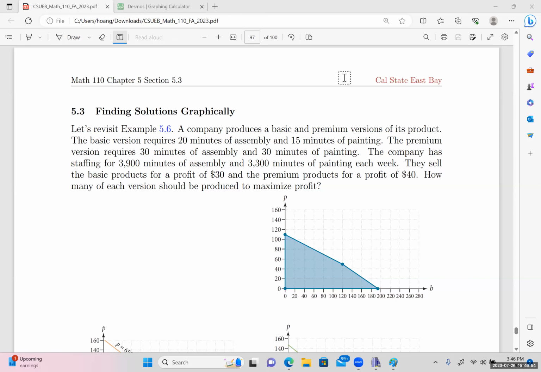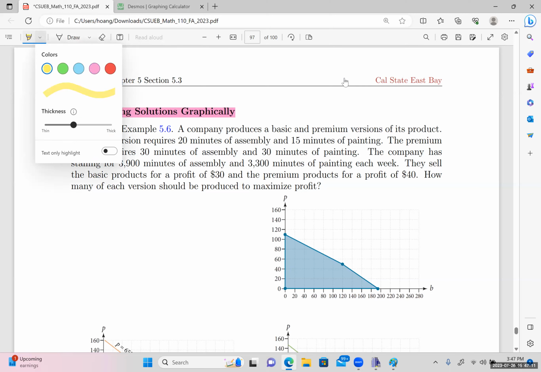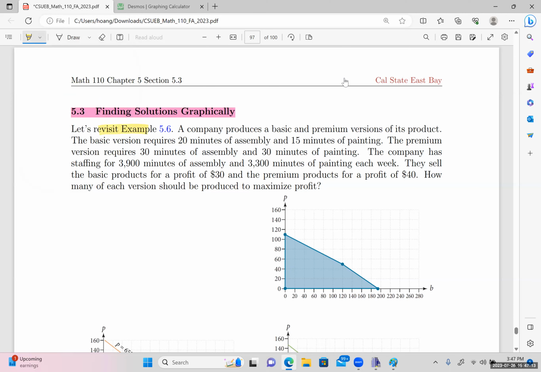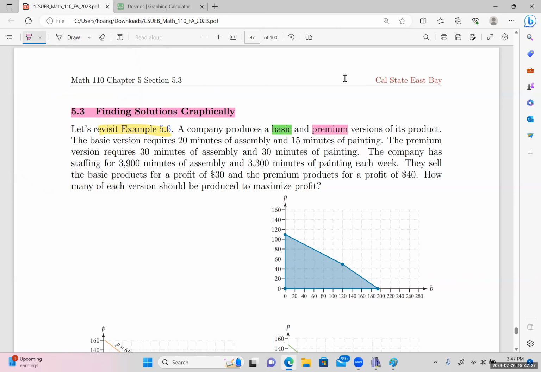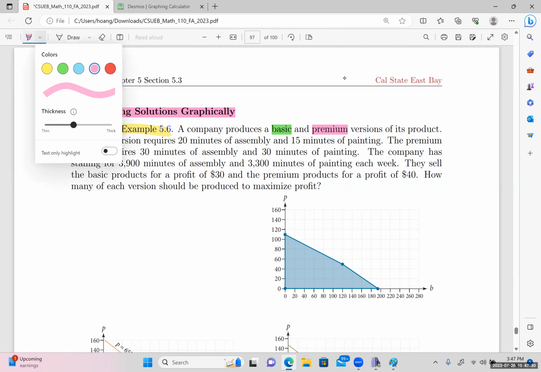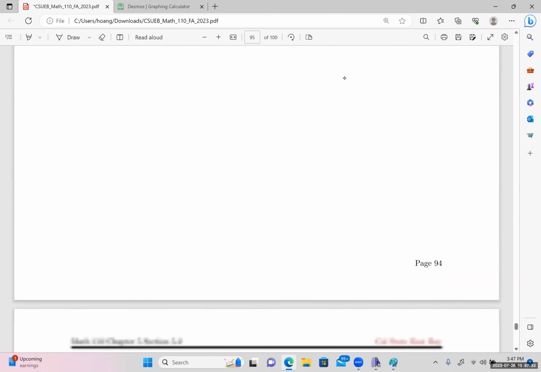Okay, so we come to section 5.3, finding solution graphically. So now we're going to revisit example 5.6. We're talking about a company that produces a basic and premium version of its product. So let's take a look at what we did before first.